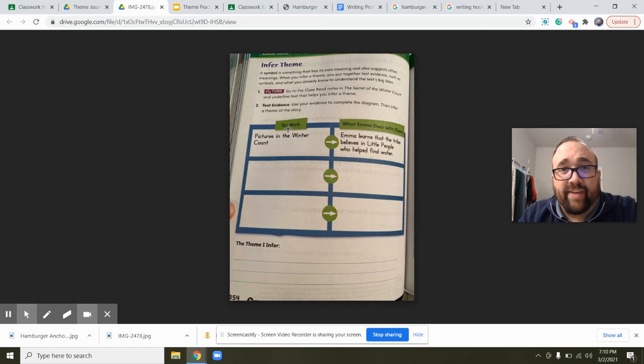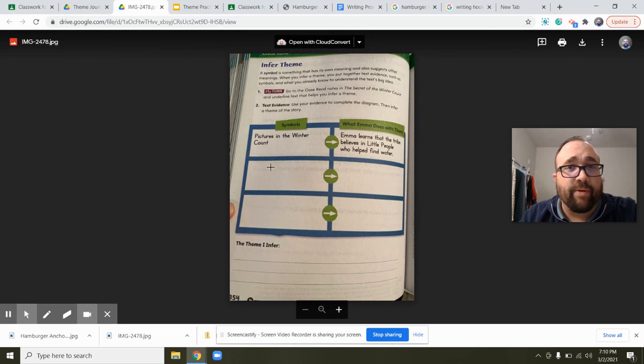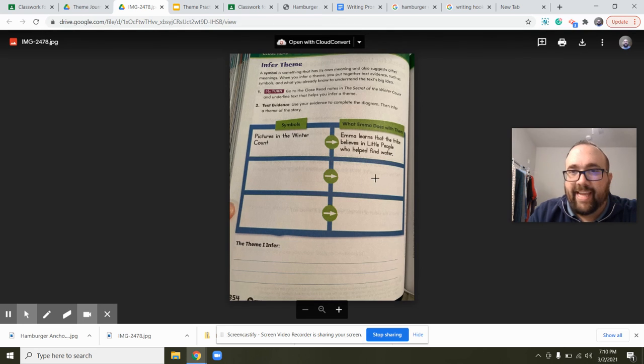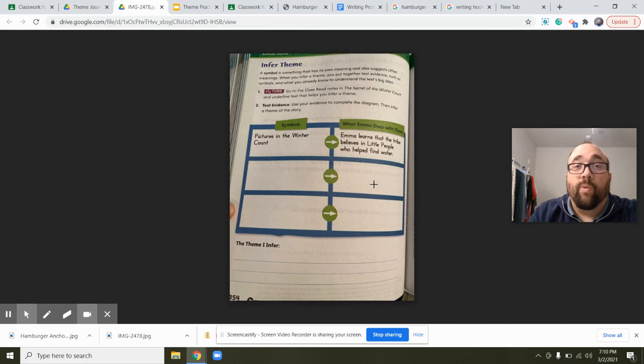So notice we have an example, and then we give text evidence, right? So both sides, you're going to choose a symbol, write down what that symbol is, and then give me text evidence that shows what Emma does with them, okay? So Emma learns that the tribe believes in little people who helped find water. Remember the pictures of the little people, right? Same thing over here. What does Emma do with them? Or what Emma does with them, okay? That's what you're doing today.